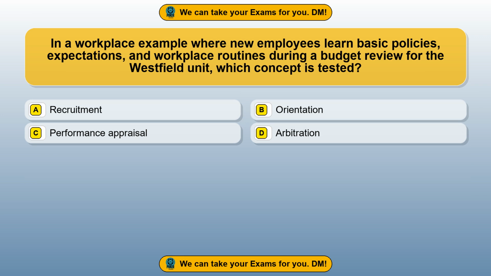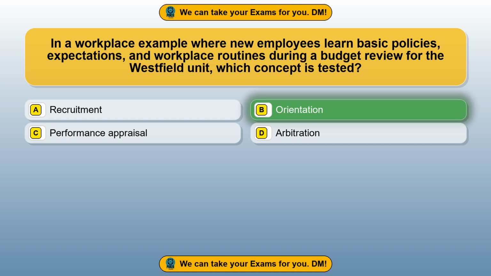Question 29. In a workplace example where new employees learn basic policies, expectations, and workplace routines during a budget review for the Westfield unit, which concept is tested? Option A, recruitment. Option B, orientation. Option C, performance appraisal. Option D, arbitration. The correct answer is option B, orientation.